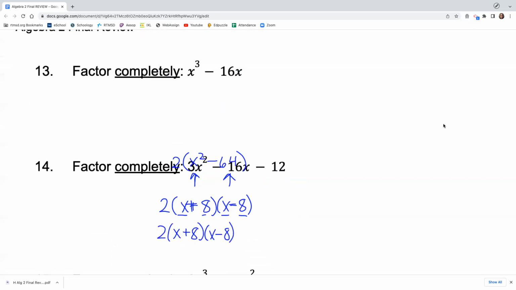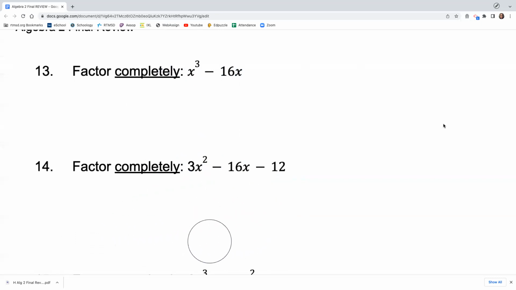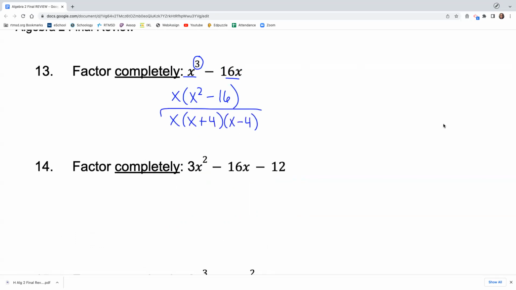For number 13, again, you're factoring completely. Look first for a GCF. We don't really usually deal with anything more than to the 2nd power when factoring. So I've noticed that they share a common factor of x. Let's take an x out first, and we're left with this, which then can be, again, factored further because this is another difference of squares problem. So that would be your final answer.